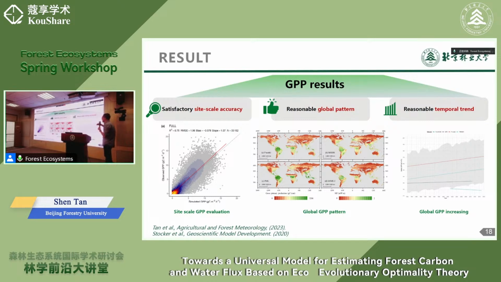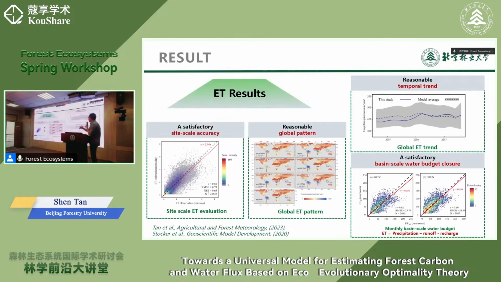TRENDY is an ensemble data set that contains several vegetation growth models to predict the future dynamics. So this result means that our model can achieve a very reasonable result against the climate change. So we can see our model is a reasonable GPP estimation model. And here are some of the ET results.